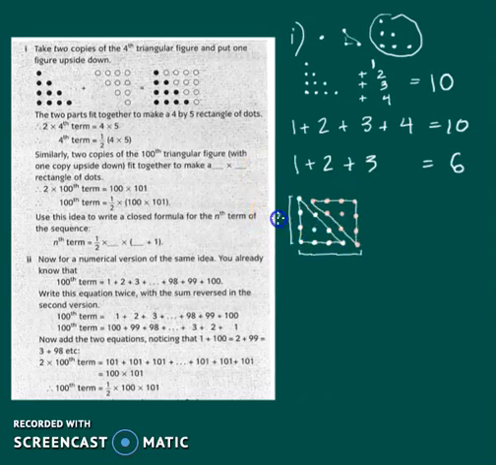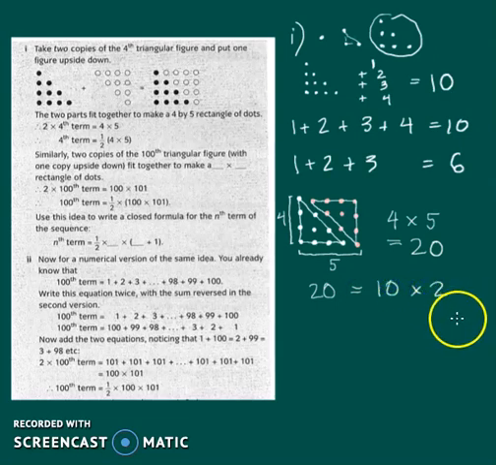So we have 4 dots on one side and we have 5 on the other. So we have a 4 by 5 triangle. So how many dots is that? Well, we can just find the number of dots by multiplying the sides together. That's 20. And notice that 20 is equal to 10 times 2.